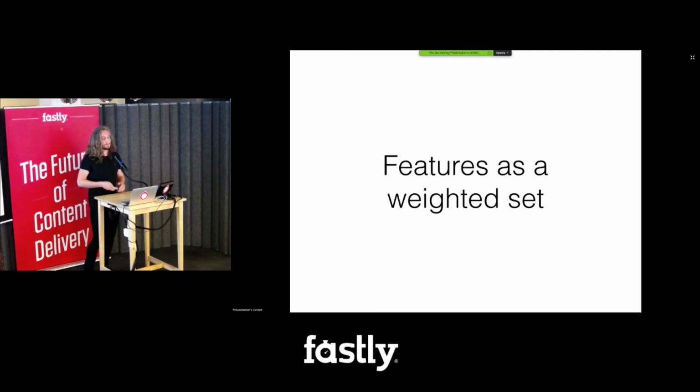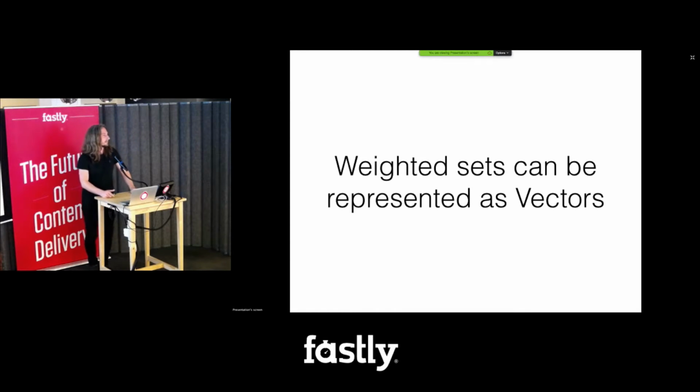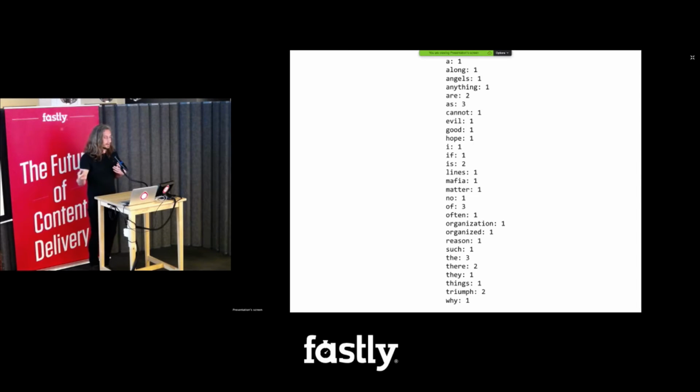basically the point is that we end up with features as a weighted set. So we have a set of items, each of which has an individual weight based on how often it occurs or how important it is in this particular object. So that brings us to vector spaces. Vector spaces are interesting because we can take our weighted sets and represent them as vectors. The problem with this is that every possible member of the set becomes a dimension in that vector space. So if we're talking about, say, these words.